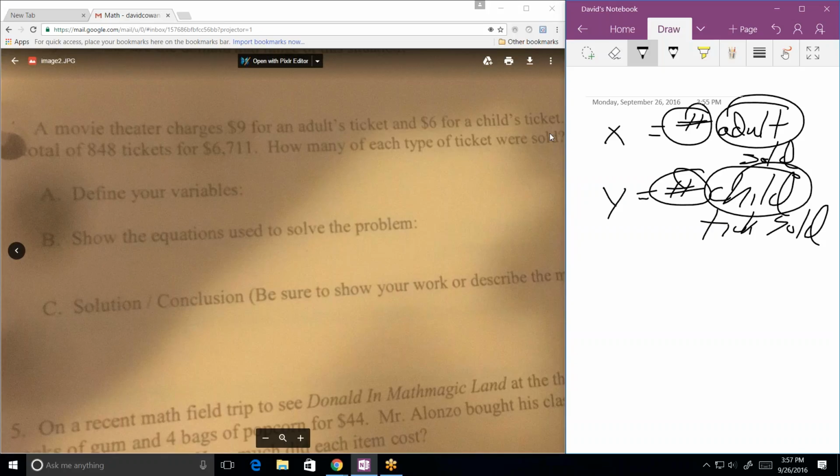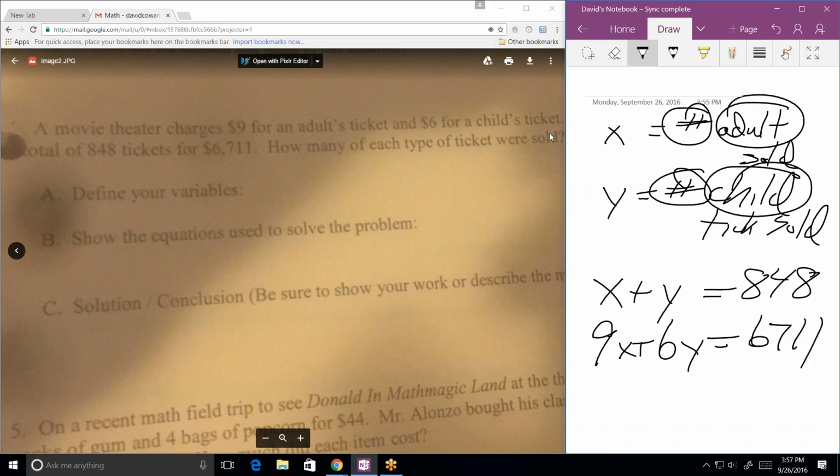X plus Y equals 848. Good. And 9x plus 6y equals 6,711. You have any problems at all solving that? No. Almost always you want to use elimination in these kinds of problems. Because by the time you write your two equations, they're in standard format, which is to say X and Y are on the same side, the numbers on the other. And whenever you have two equations in standard format, I guarantee you it's always easier to solve them using elimination than it is substitution.